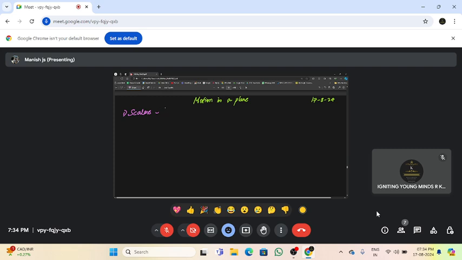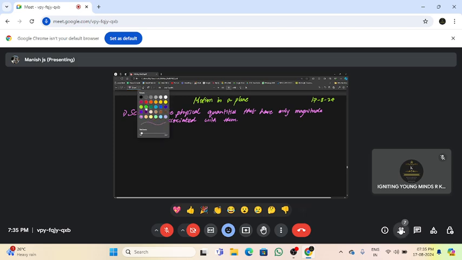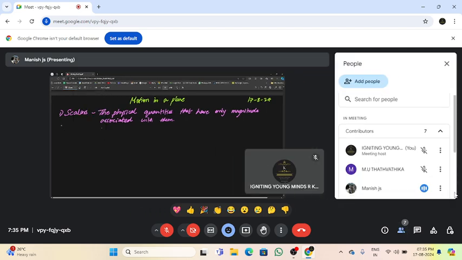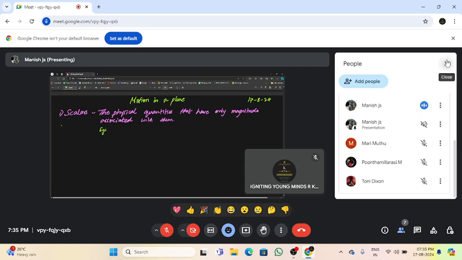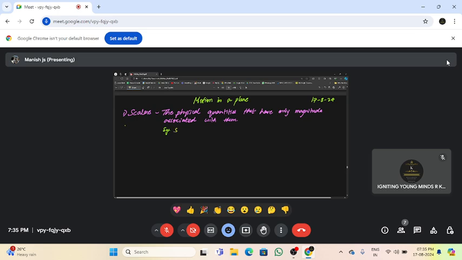So to understand this, the physical quantities that have only magnitude associated with them are called scalars. Many examples you can give for scalars. There are different examples. You can think of speed as a scalar, right?